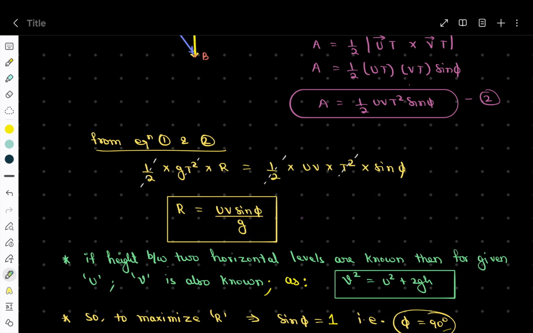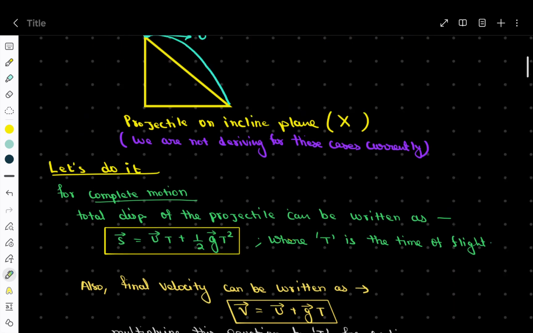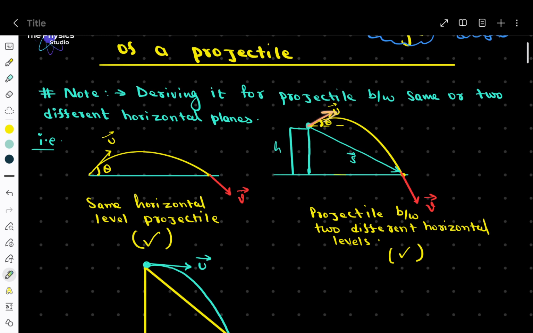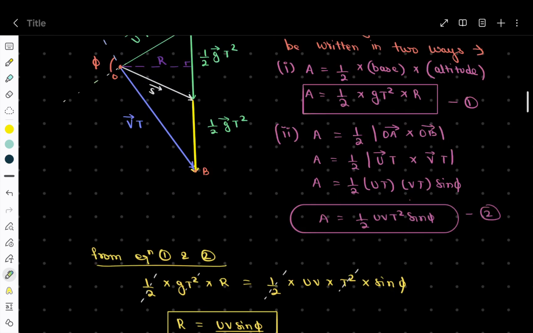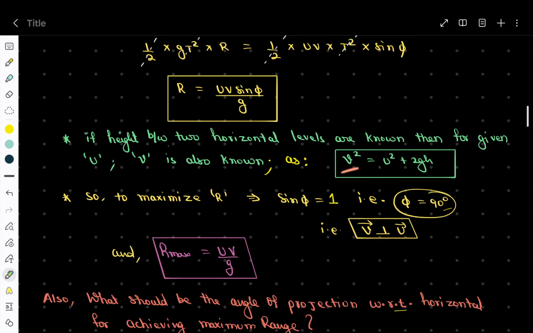Okay. So now if you already know the value of u, if this initial speed is known to you and also this height is known to you, then you can easily find out the value of the final velocity, or the velocity with which it will be hitting the ground, right? So it can be found out by using v square equal to u square plus 2gs. So it's not a big deal. But now if u is known, v is known, g is already known.